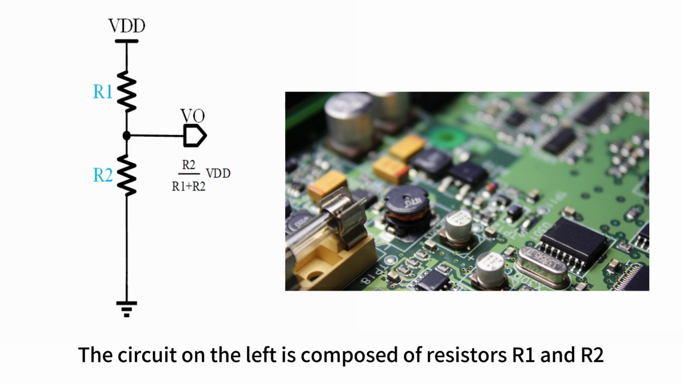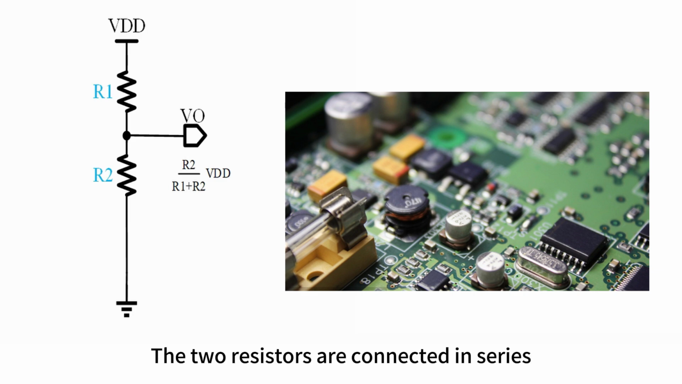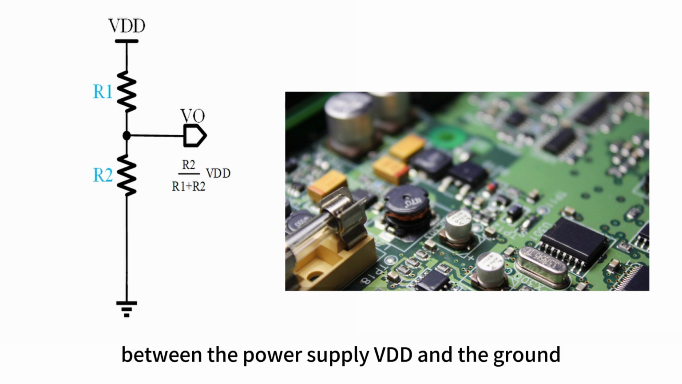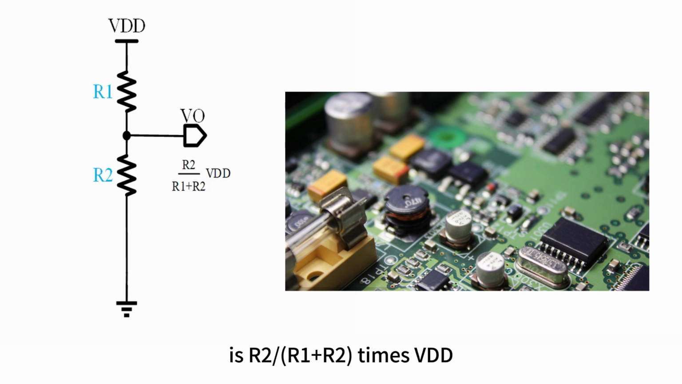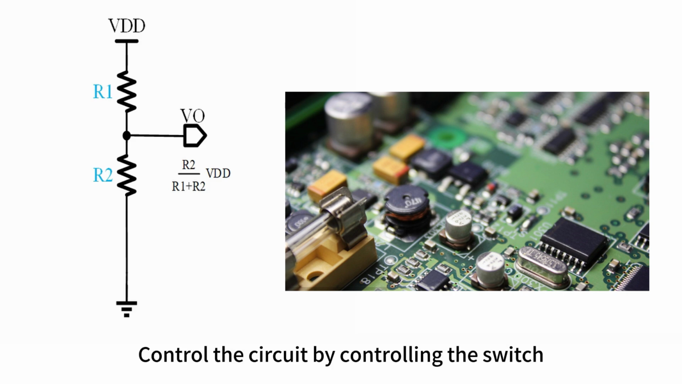The circuit on the left is composed of resistors R1 and R2. The two resistors are connected in series between the power supply VDD and the ground. Then the output voltage of the entire circuit is R2 / (R1 + R2) times VDD. This seemingly simple circuit actually has a problem. I can't turn it off. To solve this problem, we can connect a switch in series. Control the circuit by controlling the switch.